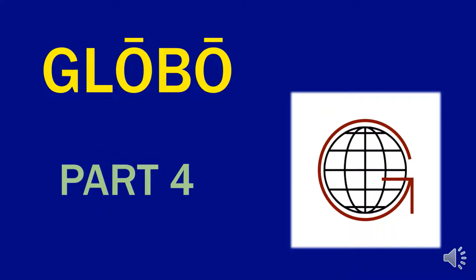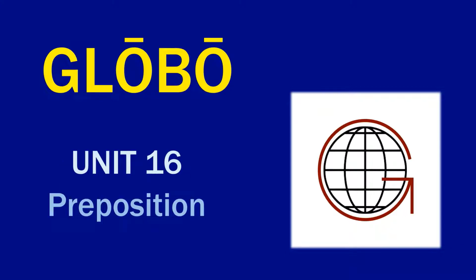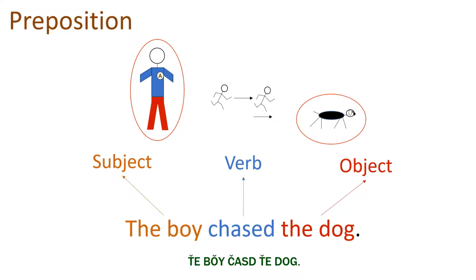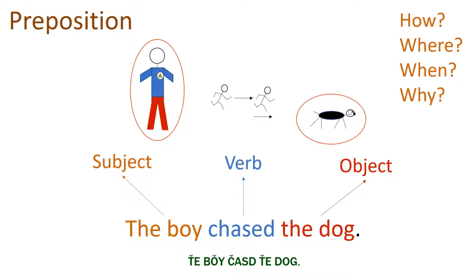In the previous video, we learned to make complete sentences. In this video, we'll now add on to these sentences to provide further information. Let's go back to the sentence, "The boy chased the dog." This is a basic sentence that conveys a complete meaning. We might now wish to add to these sentences by answering the questions how, where, when, and why.